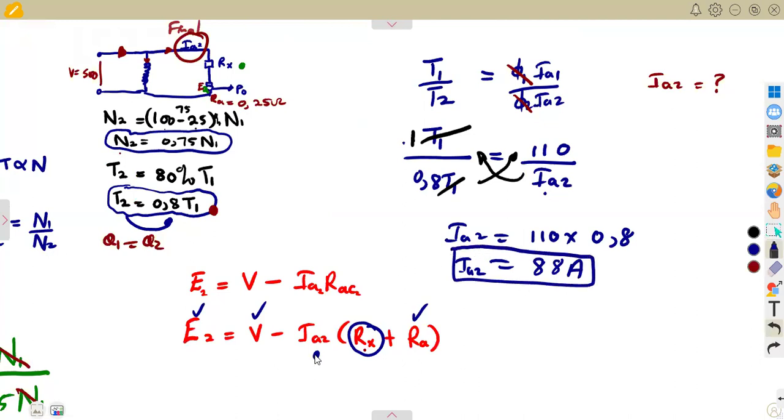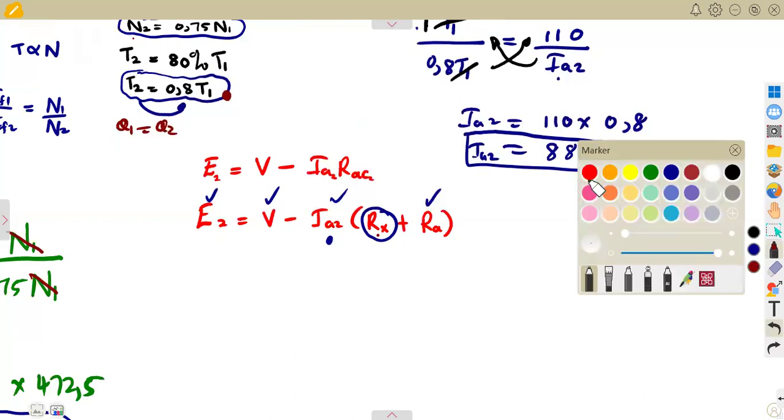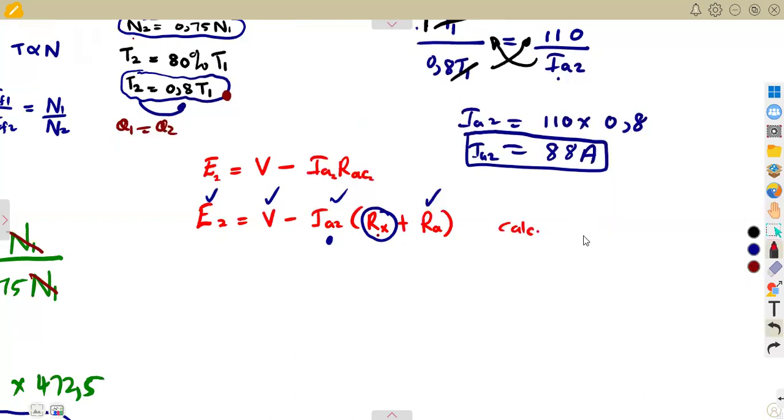We have got this armature current now. So we can now substitute everything so that we can calculate our Rx. You're either going to make Rx the subject or you're going to just substitute. It's up to you. Now you can calculate your Rx, which is the unknown resistance.